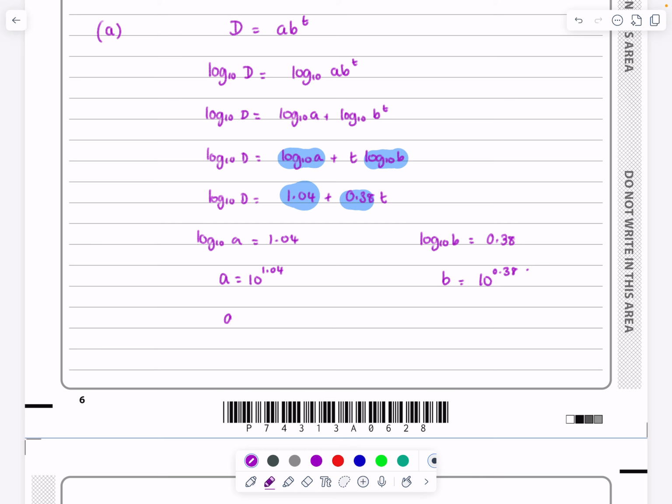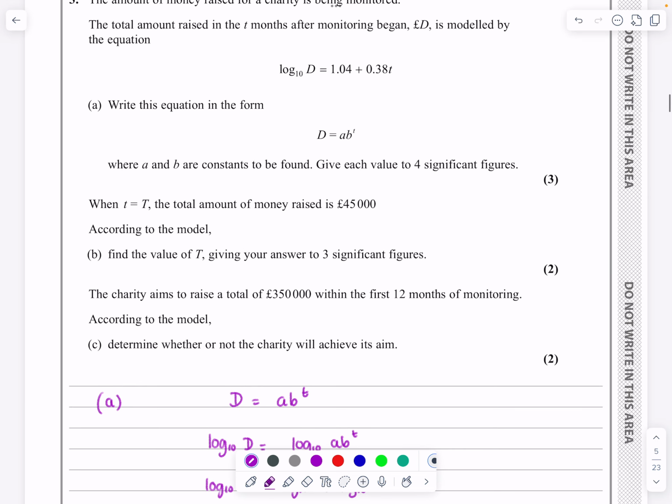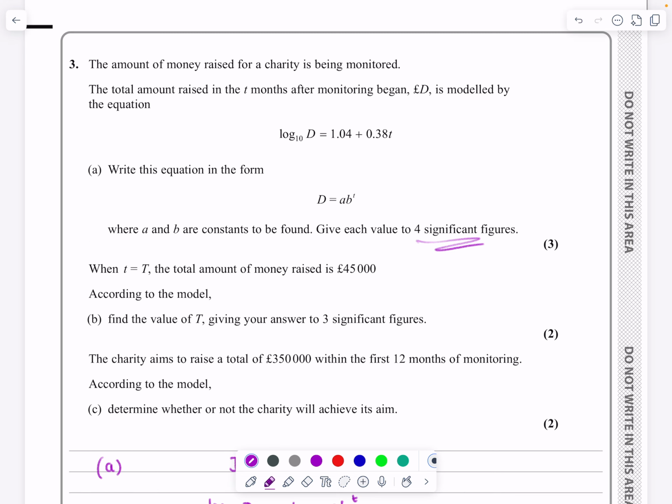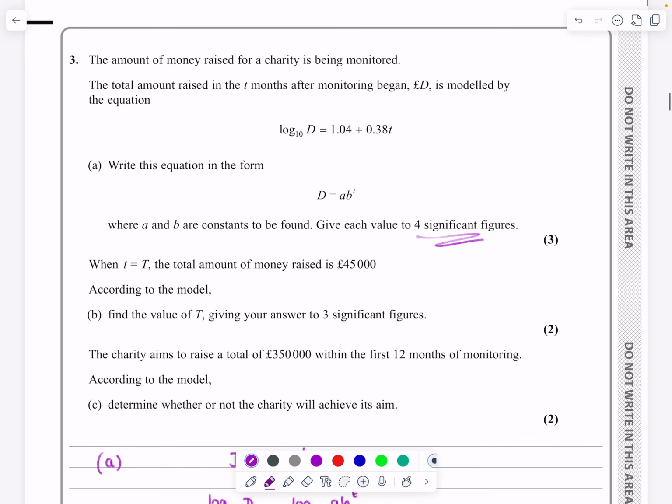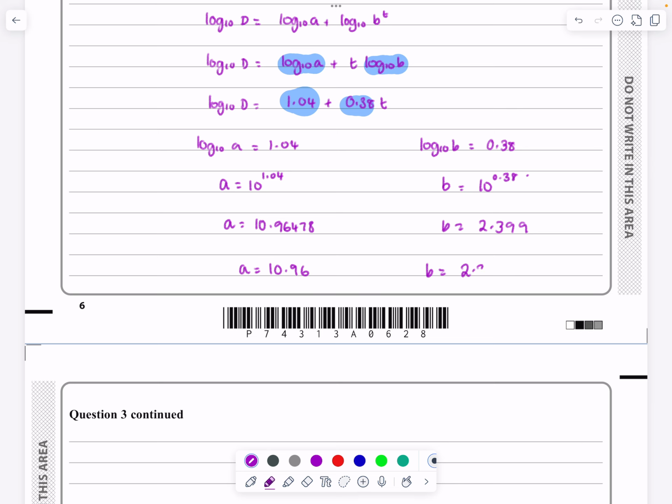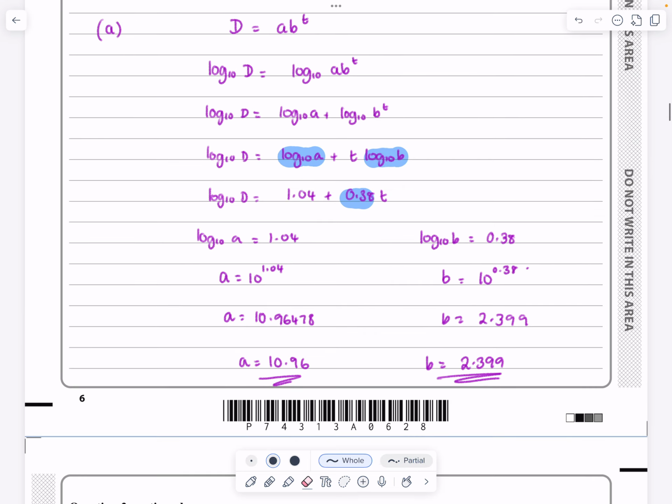So A is going to be 10.96478. B is going to be 2.399. And then what did it ask? It says, for this part, give both of them to 4 significant figures. So we're going to get that A is 10.96. And B I've already got. B is 2.399 then. Obviously you would never use highlighters in your exam.